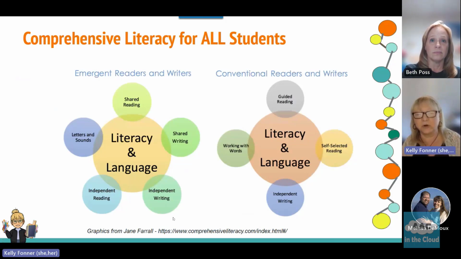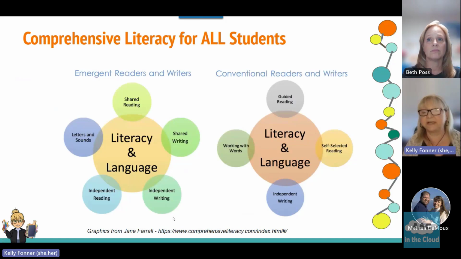And then our students who have moved into that conventional reading and writing, and the ways that we are still working with explicit teaching, literacy activities, and writing.